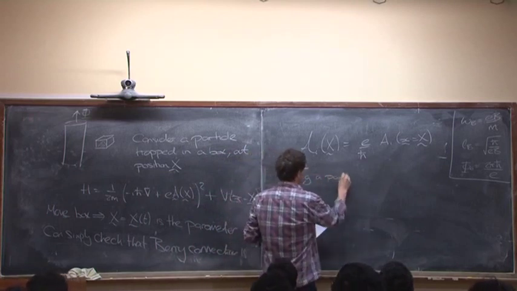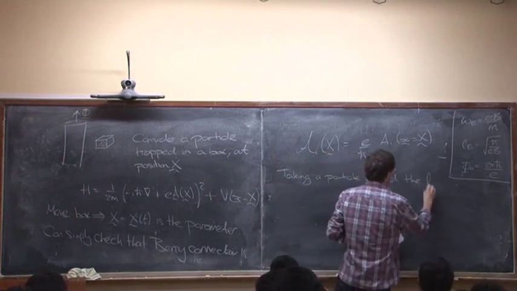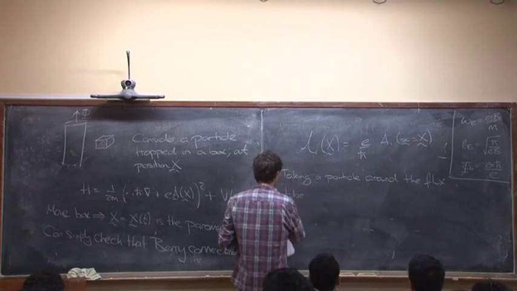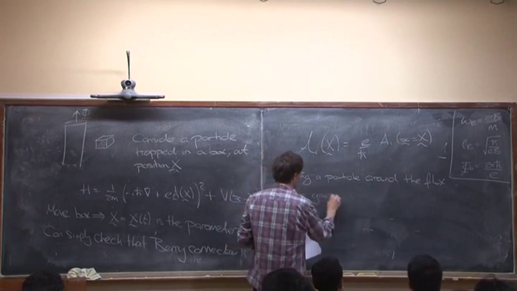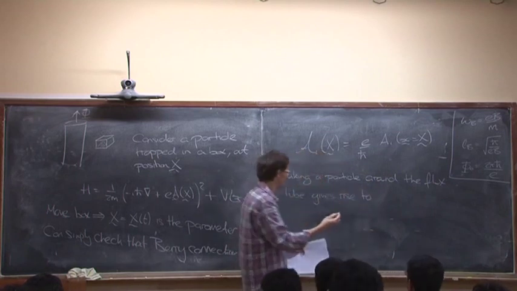That phase is a Berry phase. So taking a particle around the flux tube gives rise to a Berry phase, which in this context is called the Aharonov-Bohm phase.